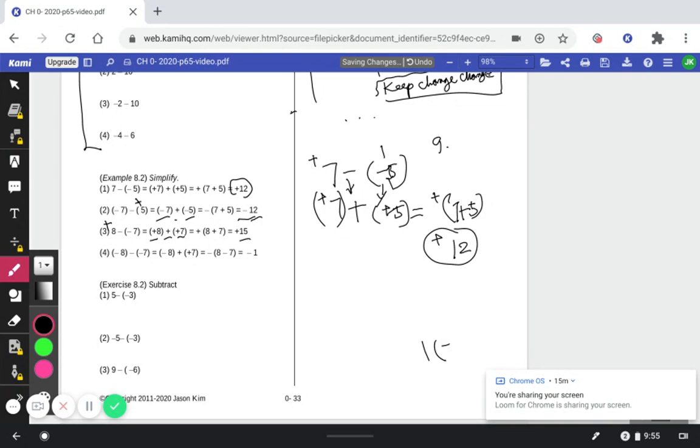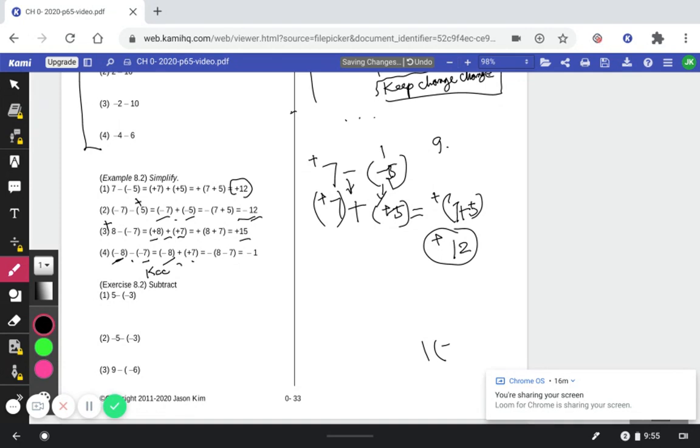So number 4. How about negative 7 minus negative 8? So you keep the negative 7, you change minus to plus, you change negative 8 to positive 8. So what do we do? We do KCC, keep change. Now it's addition, and we are master of addition of two numbers.